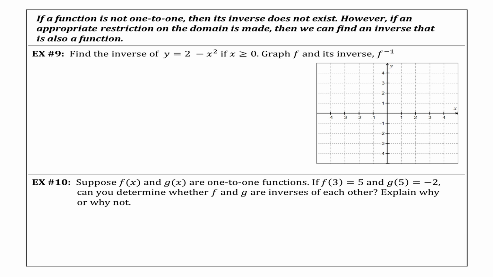If a function is not one-to-one, then its inverse does not exist, okay? However, if an appropriate restriction on the domain is made, then we can find an inverse that is also a function. So for example here, we look at example number 9, and we have y equals 2 minus x squared. Well, 2 minus x squared is not one-to-one because it's a quadratic, which is a parabola, which is a U-shape, and clearly fails a horizontal line test, right?